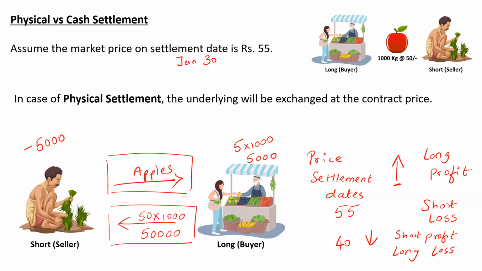So you need to remember this. In physical settlement, the underlying will be exchanged at the contract price. The farmer will deliver the apples and the wholesaler will pay him the 50,000 rupees. The profit and loss calculation will happen at their own end. So in this scenario, the wholesaler is earning 5,000 and, because he is obliged under the contract, the farmer is losing 5,000.